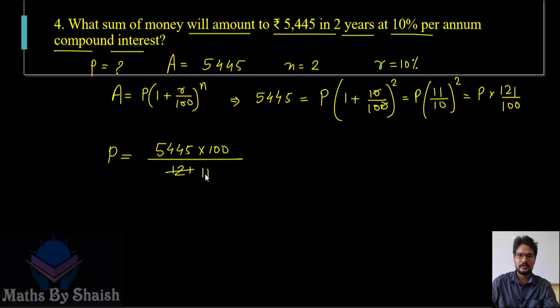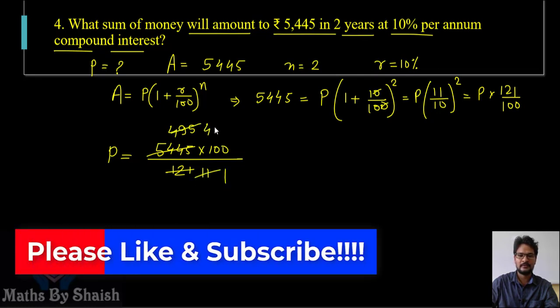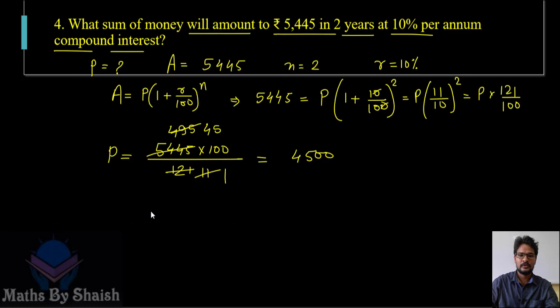So 11 times 11 is 121, 11 4s are 44, 11 9s are 99, then 5 left, 11 5s are 55. So the final amount is 4,500. So the initial sum has to be 4,500, for which in 2 years at 10% per annum compound interest we will get 5,445. So I hope it is clear.